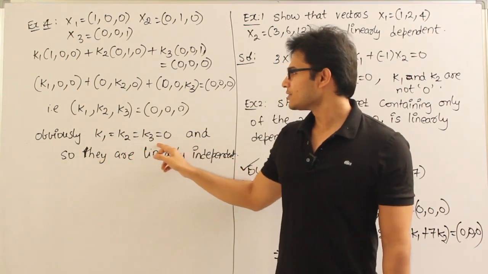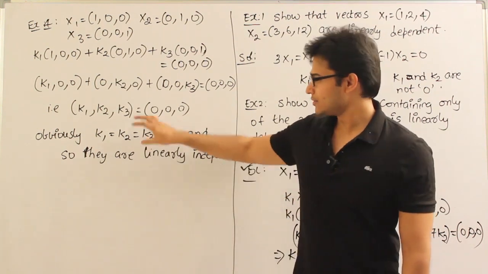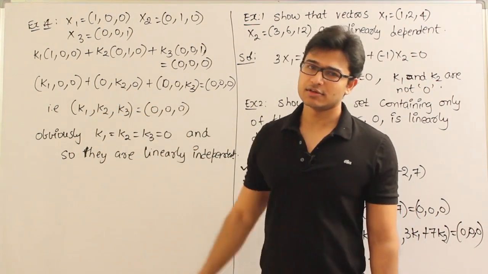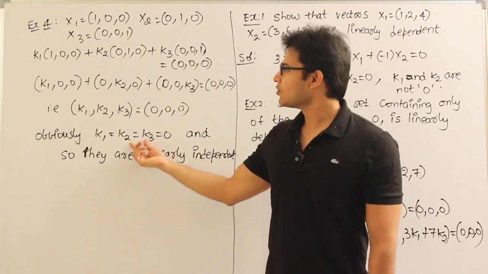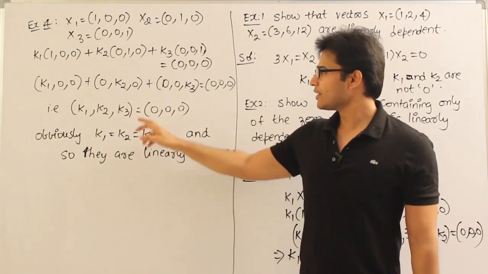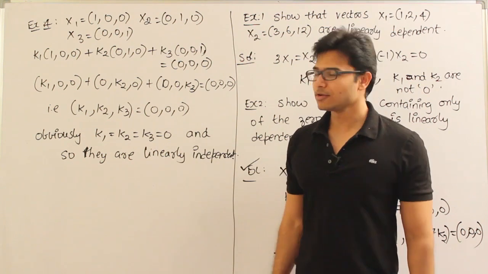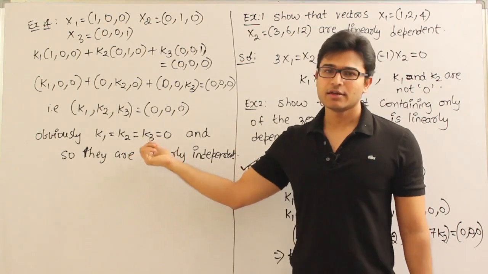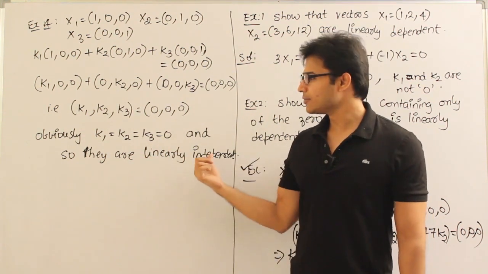Obviously, all these three happen to be 0, and this is the only way we can satisfy these equations, isn't it? Therefore, we are able to get this equation only under the condition that k1 equal to k2 equal to k3 equal to 0. And what can we say? That they are linearly independent.